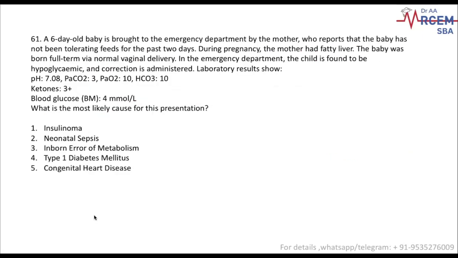This is a difficult question. I do agree, it appeared in September 24. It was a very difficult question, but you can always rule out. You can use logical answers and rule it out here.